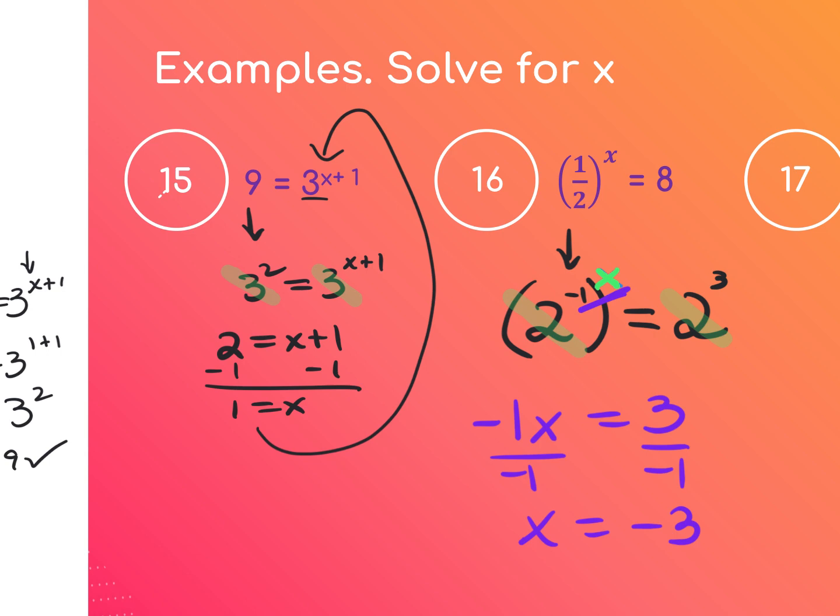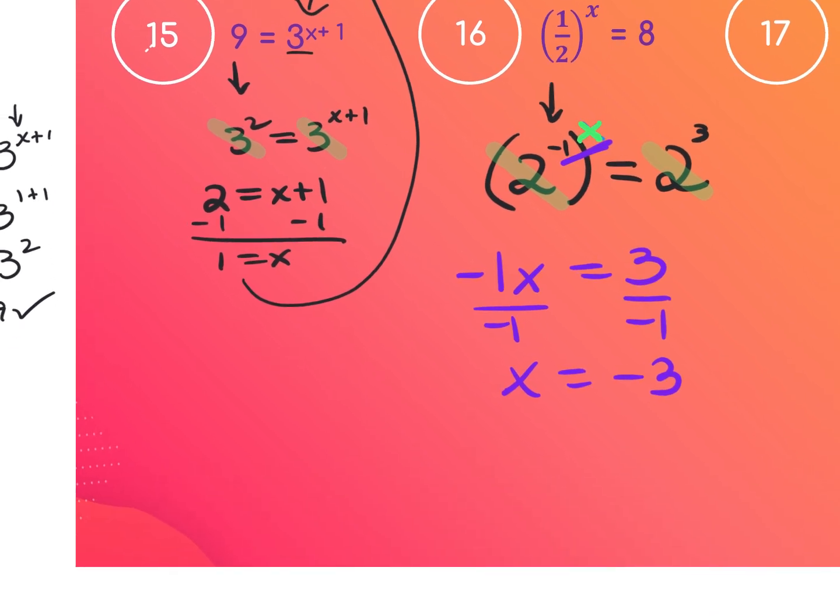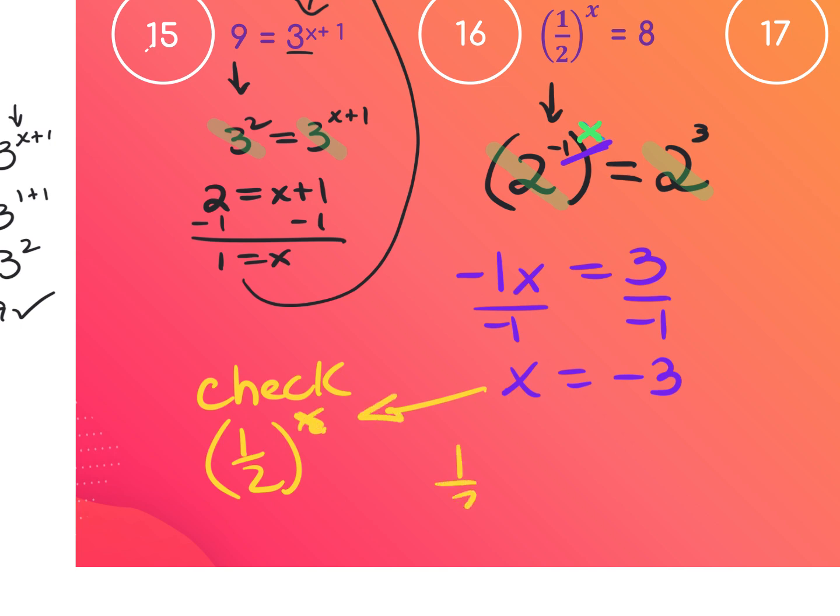Let's say we wanted to check it. So if you wanted to do a check, you're going to take the 1/2 to the x power. You're going to replace x with negative 3. So 1/2 to the negative 3 power. Whenever I see a fraction raised to a negative power, I flip it to the reciprocal, make the power positive, and 2 to the third is 8. So it works.